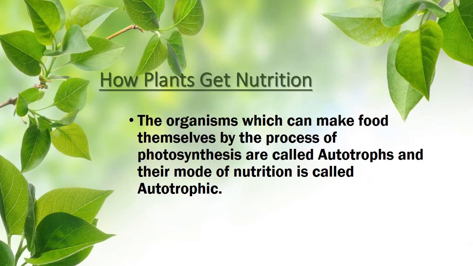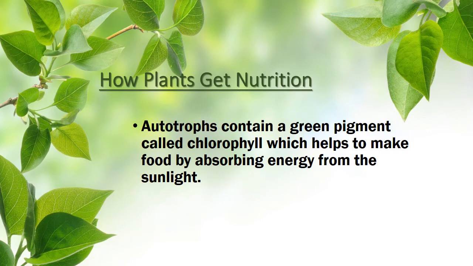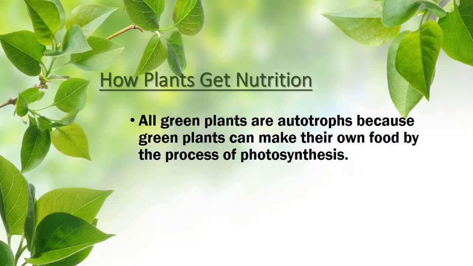The organisms which can make food themselves by the process of photosynthesis are called autotrophs, and their mode of nutrition is called autotrophic. Autotrophs contain a green pigment called chlorophyll, which helps to make food by absorbing energy from the sunlight. All green plants are autotrophs because green plants can make their own food by the process of photosynthesis.